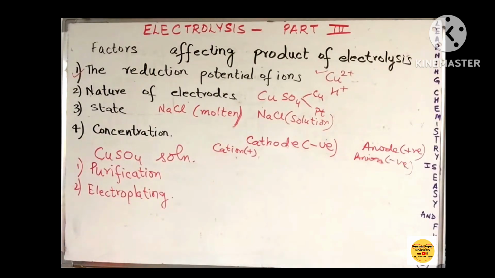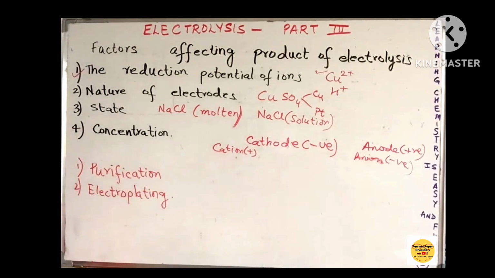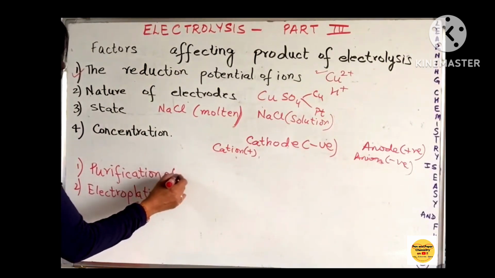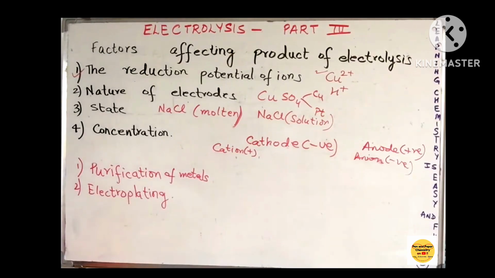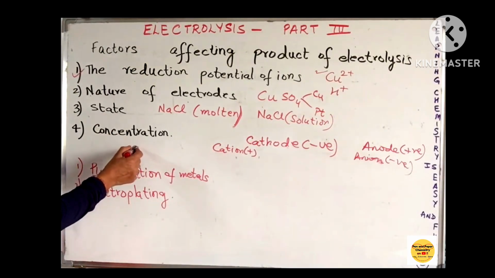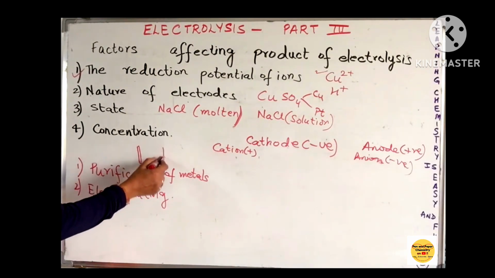Right. Now this particular cell that you have drawn helps me to guide you to two important applications of electrolysis. First is the purification of metals. For example, I can purify copper using this method. As I explained, if we start with a cathode which is very small and an anode which is very big, right?